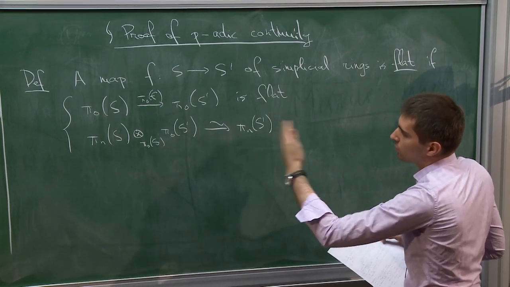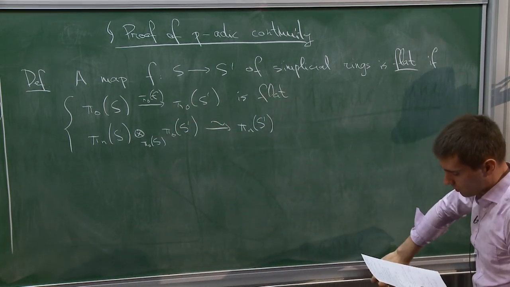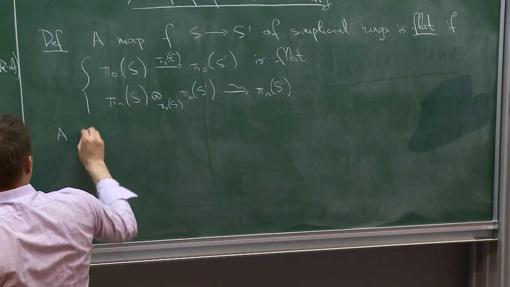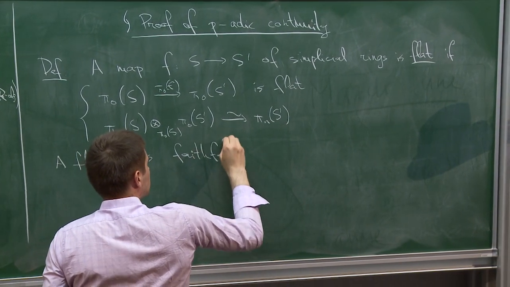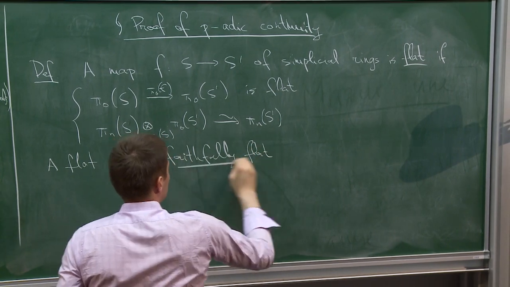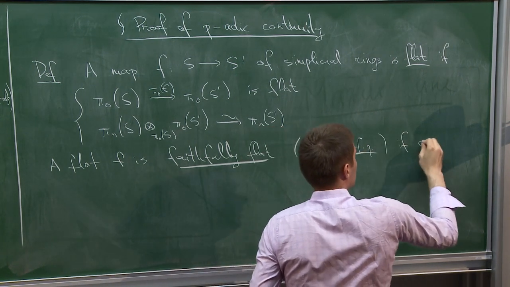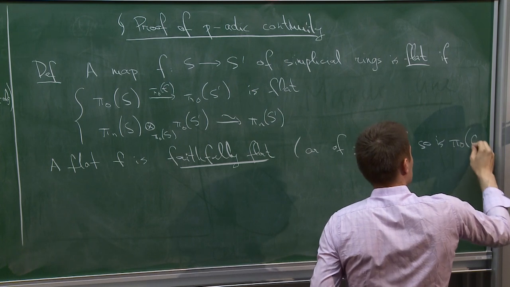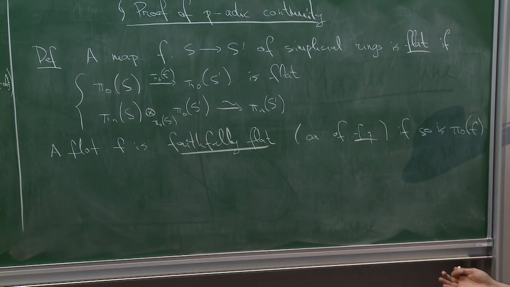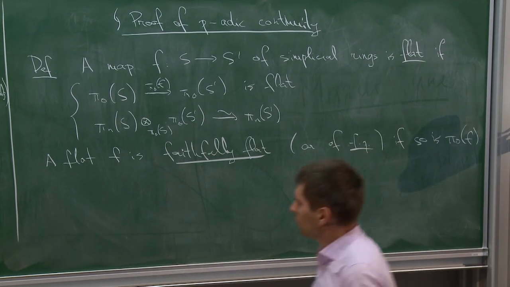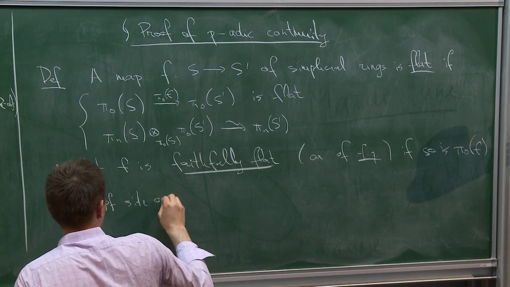In other words, in higher homotopy nothing is really happening. The whole thing is governed by what is happening in pi zero, where the map is required to be flat. And a flat map F is faithfully flat, or respectively of finite presentation, if the map on pi zero is so. Okay, so then we get the notion of an FPPF cover, in particular a faithfully flat map, and we get an FPPF site on simplicial rings.